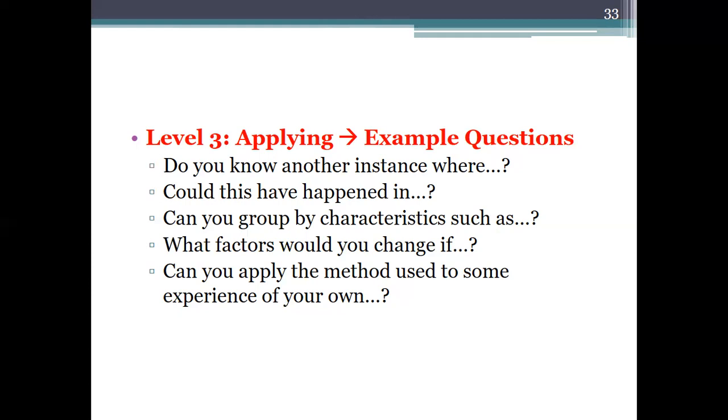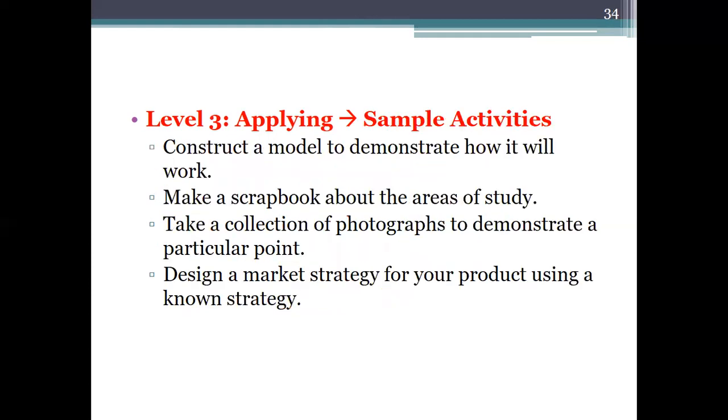Now, if we look at these questions, all of them have a new situation compared to the previous one, but one that is familiar, and they will use level 1 and level 2 learning to cope with this new situation, which is not different, but it's new for them. Sample activities for level 3 would be like: construct a model to demonstrate how it will work, make a scrapbook about the areas of study, take a collection of photographs to demonstrate a particular point, design a market strategy for your product using a known strategy.